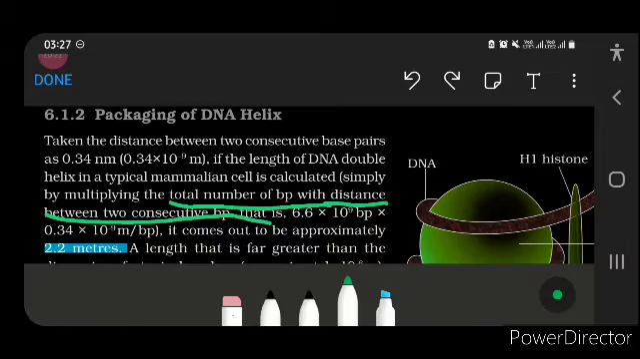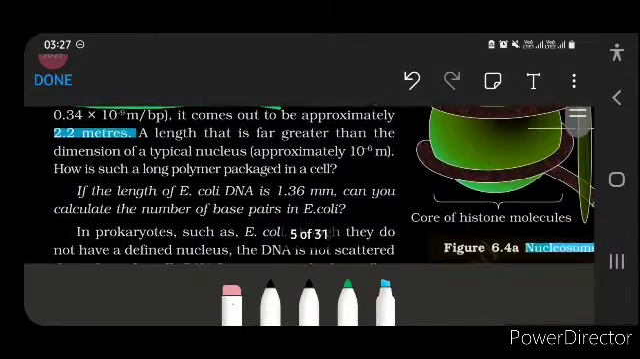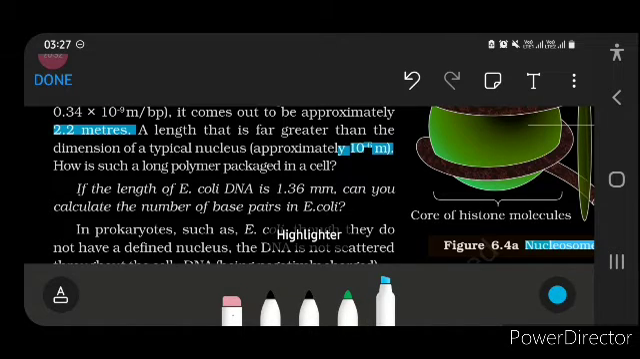So, a length that is far greater than the dimensions of a typical nucleus, approximately 10 to the power minus 6. How is such a long polymer packaged in a cell?